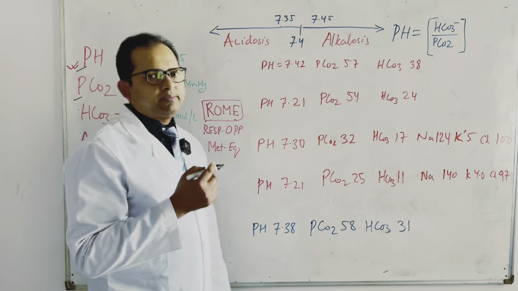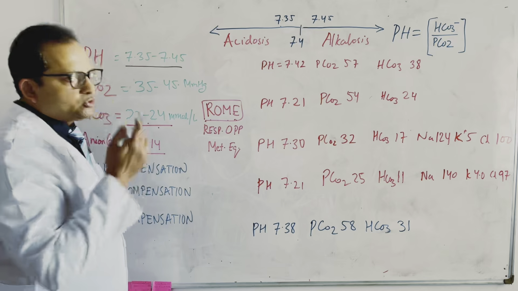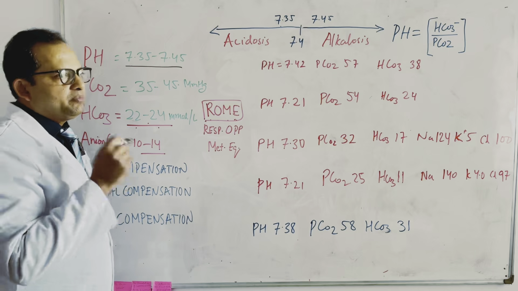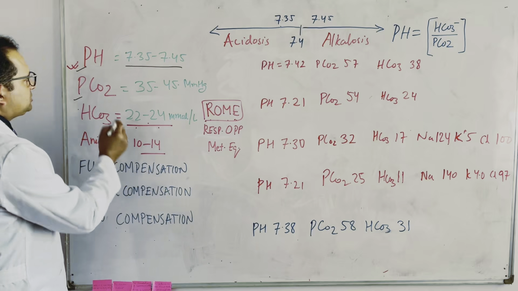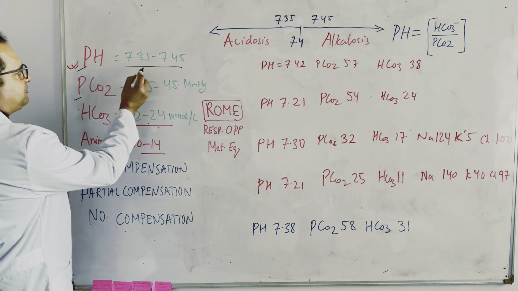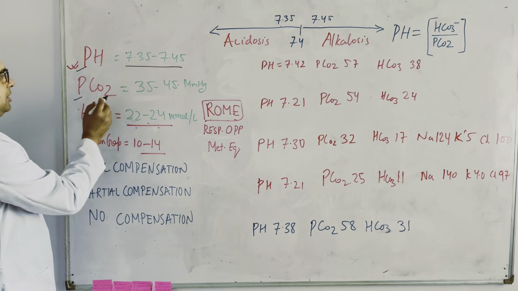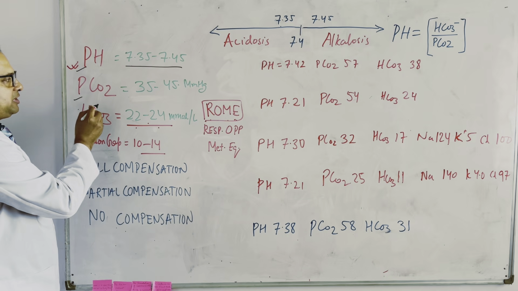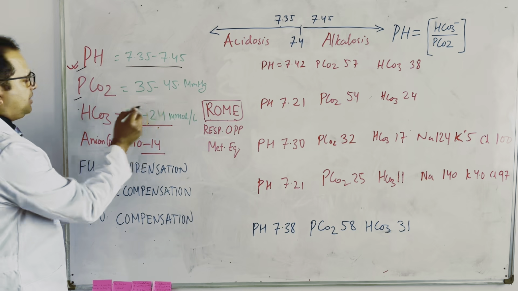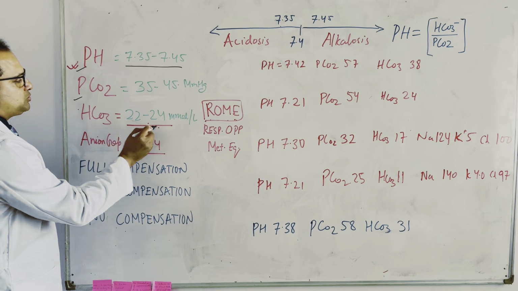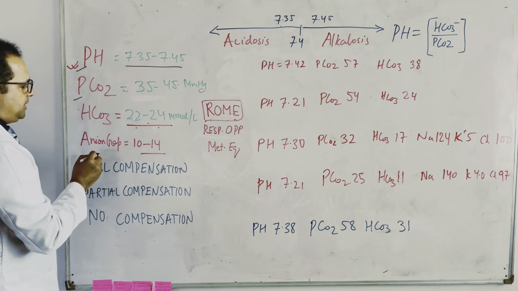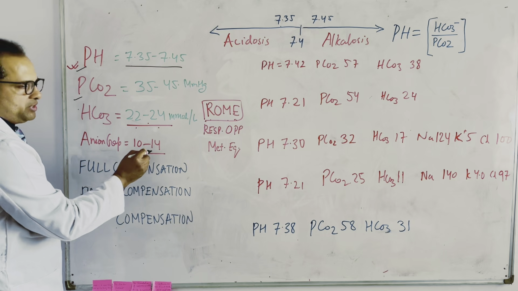So let's discuss the ABG reports. To know the abnormal values, we must understand the normal values. So I have written here some normal values. Normal pH is between 7.35 to 7.45. Partial pressure of carbon dioxide is 35 to 45 mmHg. Bicarbonate is 22 to 24 millimole per liter, and anion gap is 10 to 14.